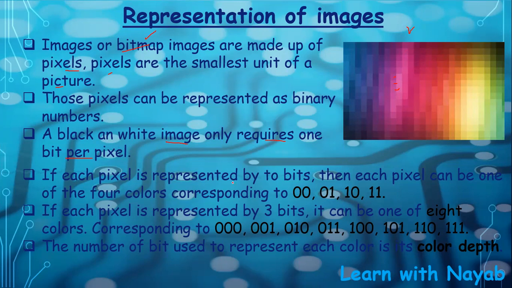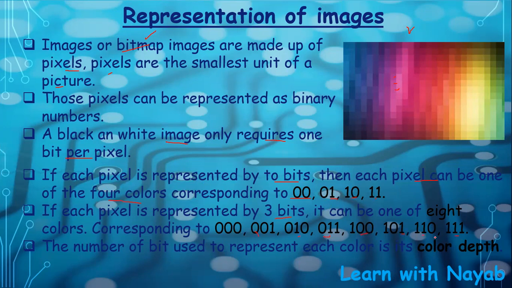If each pixel is represented by two bits, then each pixel can be one of the 4 colors corresponding to 00, 01, 10, and 11. So if we use 2 bits for 1 pixel, there are 4 colors that we can choose from. Each of 00, 01, 10, and 11 means a different color. If each pixel is represented by 3 bits, it can be one of the 8 colors corresponding to 000, 001, 010, 011, 100, 101, 110, and 111.